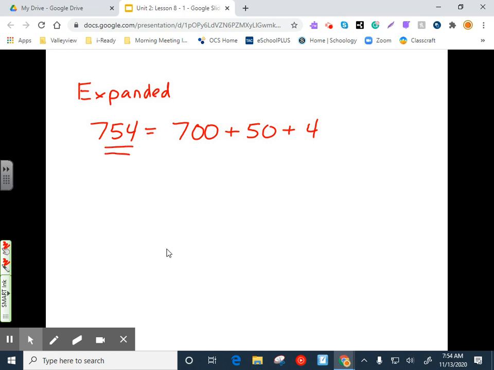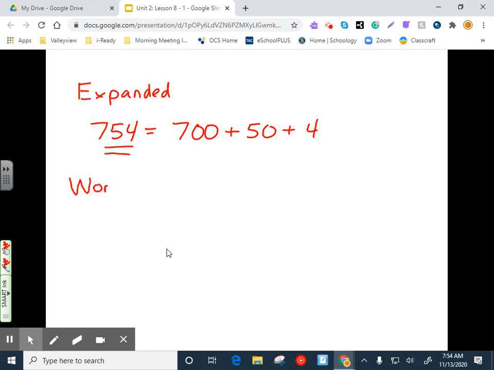Let's do expanded. And expanded is basically where you take the number 754, you break it up into its different parts, just different sums of each part. 700 plus 50 plus 4. And all those together, of course, would add up to this.